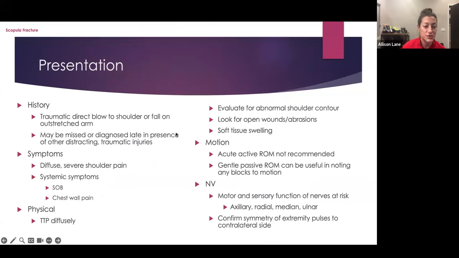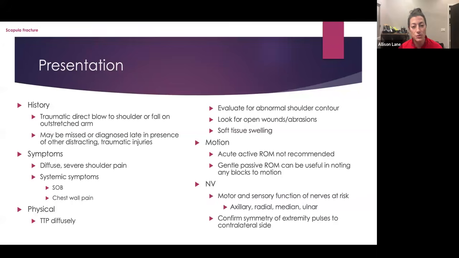So you're going to think about a direct blow to the shoulder or a fall on the arm. And then there can be so many other distracting traumatic injuries that sometimes it's missed or it presents later. And they're going to have severe diffuse shoulder pain. They may have some shortness of breath or chest wall pain, not even just because there's another injury, like a rib fracture or something associated. But if you think about how your scapula sits on your thorax, anytime you move your arm, anytime you breathe, your chest wall is going to hurt. And then on the physical, you may just get some diffuse tenderness to the scapula. It's not very accurate to try to pinpoint an area by an area of tenderness. It's not very specific. It's pretty inaccurate.